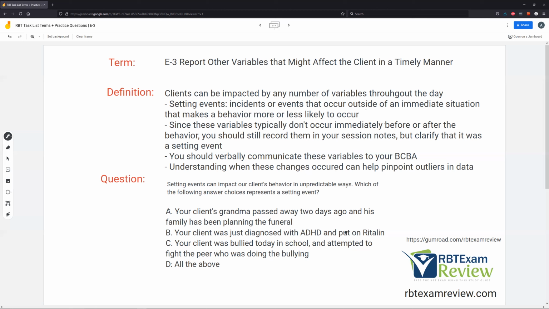Okay, and that's a very important note right there, right? We don't blame it on the mentalisms and the mental states, but these things do impact us in different ways. So if your client has a tough day at school and something like this happened, we want to know about it. So which of these answer choices represents a setting event? Well, all of them, right? Social, medicinal, family matters, all represent setting events that you should report in a timely manner.